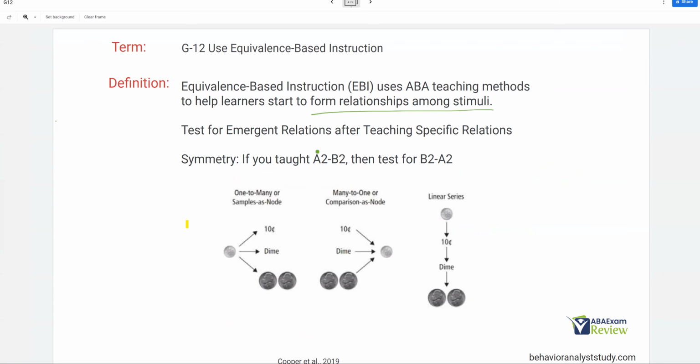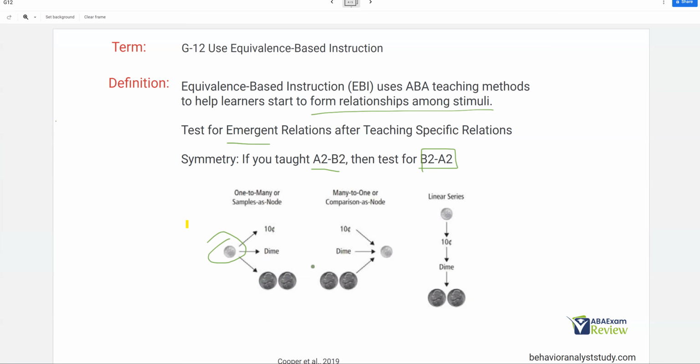When you teach, you want to test for emergent relations. Emergent relations are untaught. Again, if you teach A2 to B2, you're going to test for emergent B2 to A2. You haven't taught that. Now, again, from Cooper, I think this is a good diagram of different types of equivalences. We have a dime, it's 10 cents, it's a dime, or it's 2 nickels. So you might have this one sample stimulus, and then you have your other stimuli.